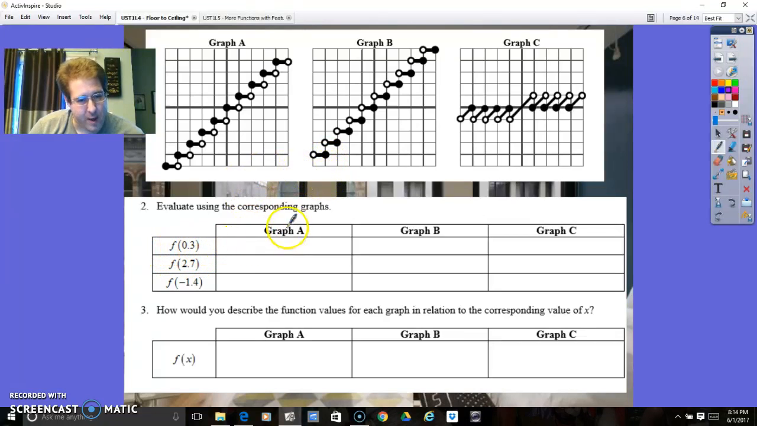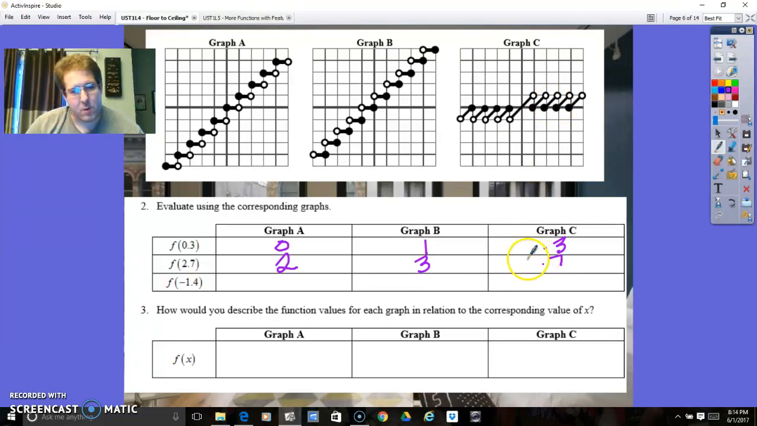So f of 0.3 in graph A is 0, because it falls right here on this piece. So that one would be A. F of 0.3 here would be 1. And f of 0.3 here would be 0.3. F of 2.7 would be about right here, so the answer there is 2. In graph B, f of 2.7 would be 3. And in this one, f of 2.7 would be up 0.7.